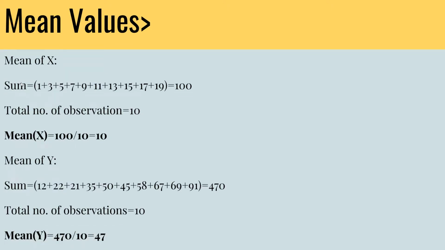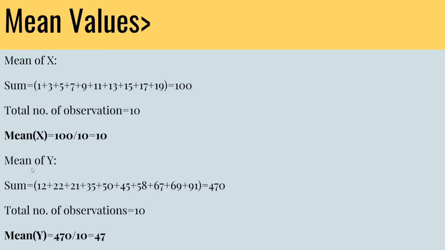Here you can see we sum all the values of x, and the total number of observations is 10. So we simply divide the sum of the values of x by the total number of observations, and here it is. This is our x mean value, or the mean of x.